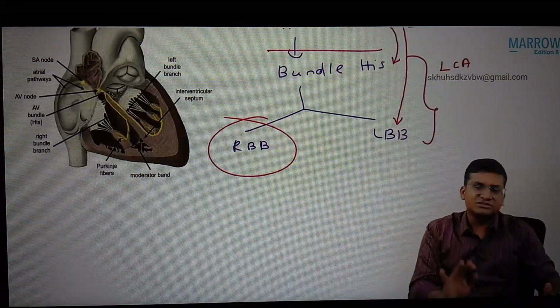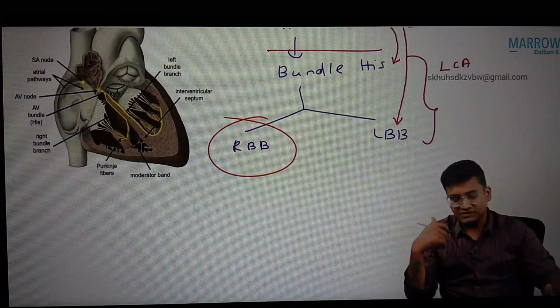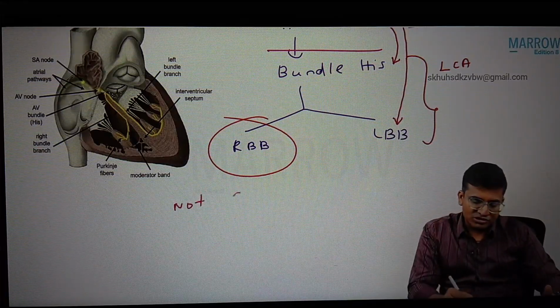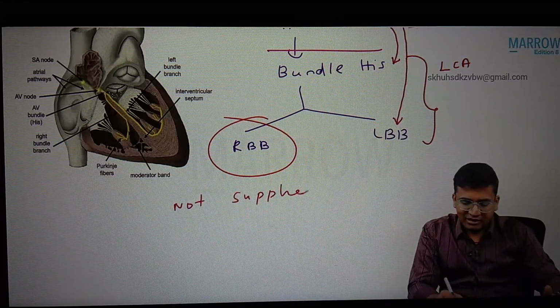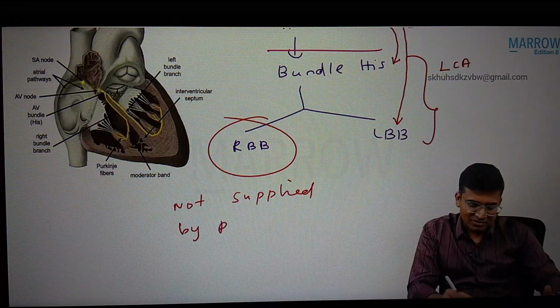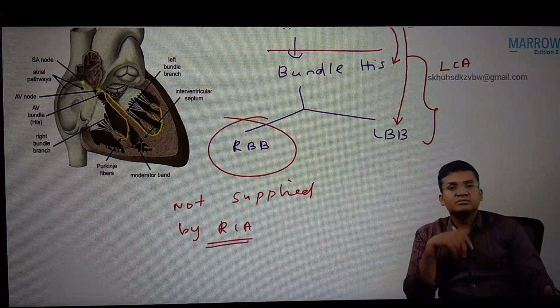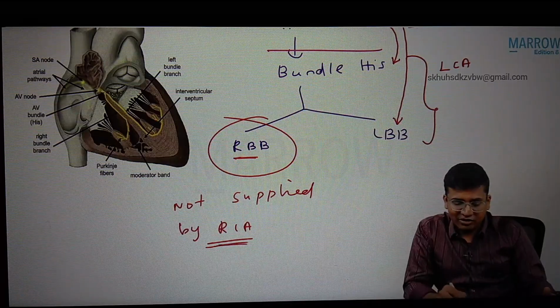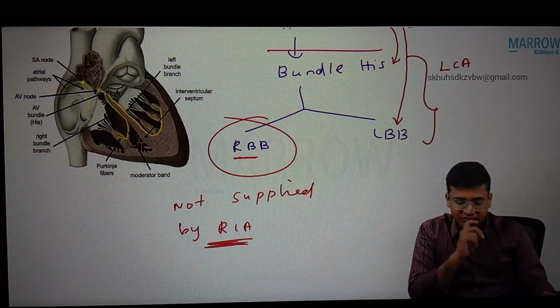Very old NEET question, not in recent exams. The right bundle branch is the only part of the conducting system which is not supplied by the right coronary artery. That is very important.